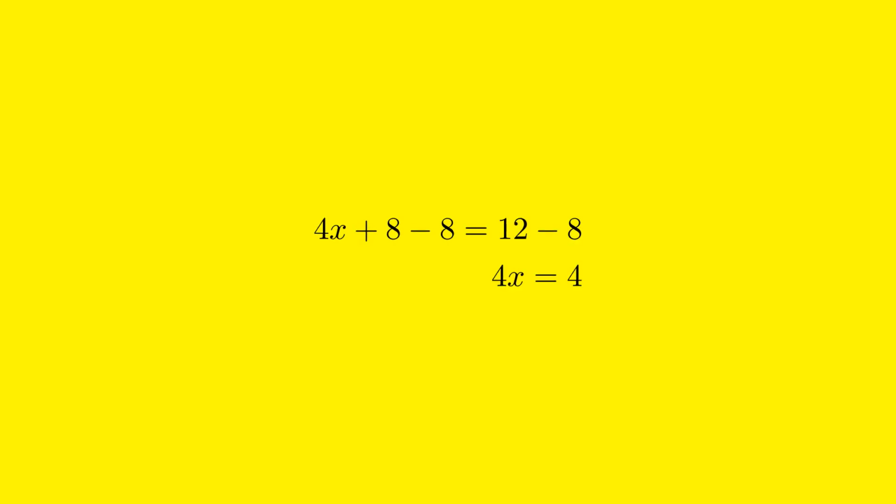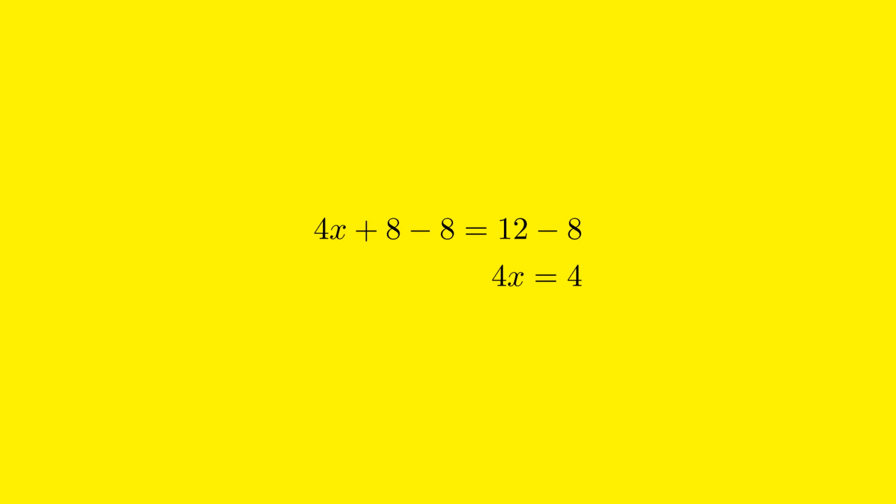To solve the equation 4x plus 8 equals 12, we start by isolating the variable on one side of the equation. We aim to have only the term with x on the left side and everything else on the right side. The current equation is 4x plus 8 equals 12.